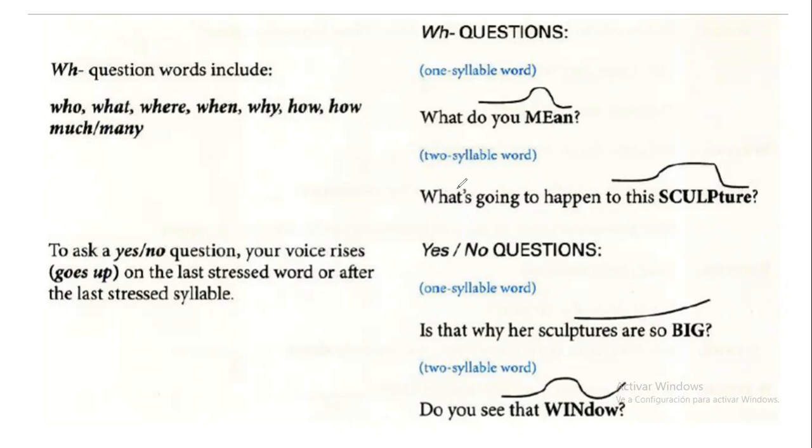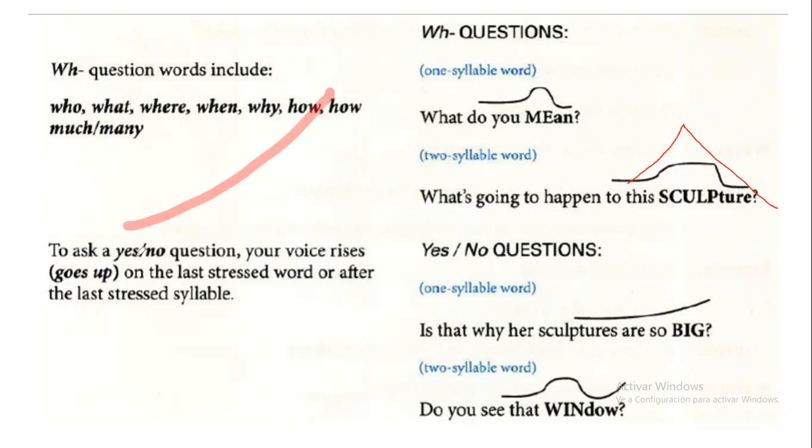For example, what's going to happen to this sculpture? If you notice, it goes up in "sculpt" and then goes down in "ture." I'd like this to be a little bit thicker. And the other example of intonation is what we call the rising intonation.